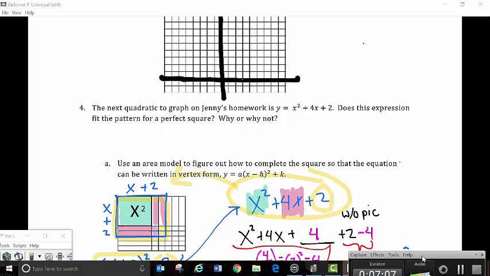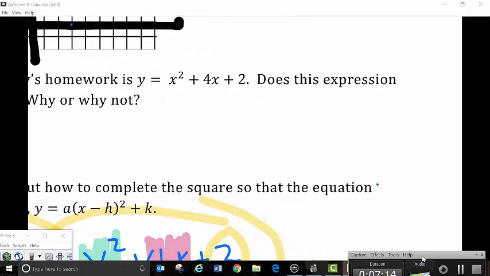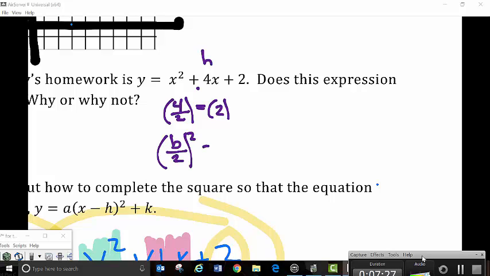Next, we need to talk about a different version. X squared plus 4x plus 2. Does this expression fit a perfect square? And just like we said before, the way to check is divide the middle number. So 4 divided by 2 is 2. And square it and see if it turns into the last number. Or divide b by 2 and square it and see if it turns into c. 2 squared is 4. 4 is not 2, so no, it's not a perfect square.